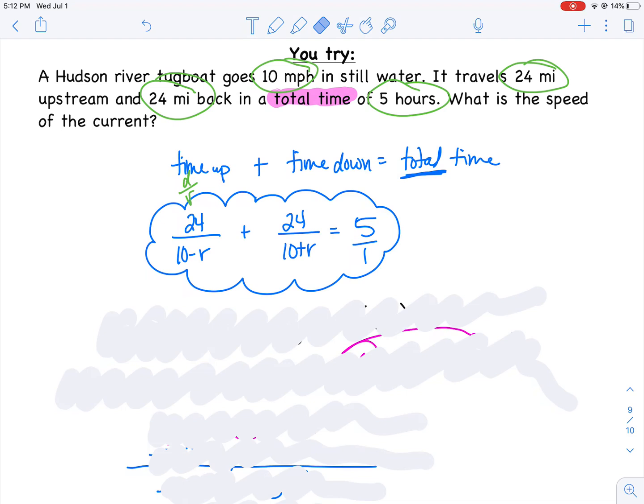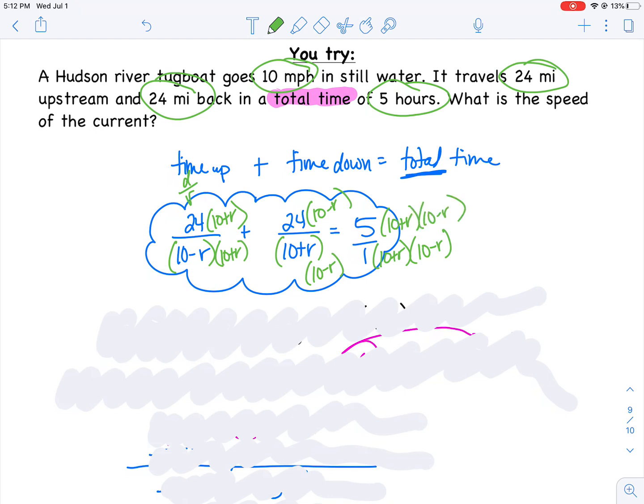Unfortunately, this isn't a proportion anymore. Now I have 3 different fractions, but we've solved these before in a previous section. Let's get a common denominator. So it looks like this one has a 10 minus R, but it's missing that 10 plus R. It looks like the second fraction has a 10 plus R, but it's missing the 10 minus R. And the last one's missing both the 10 plus R and the 10 minus R.